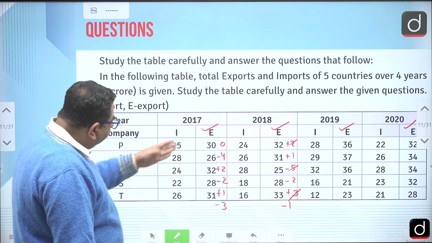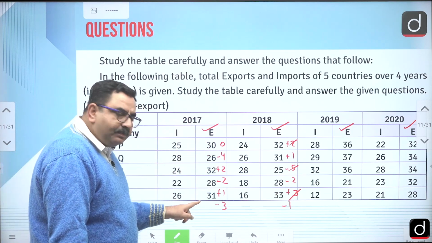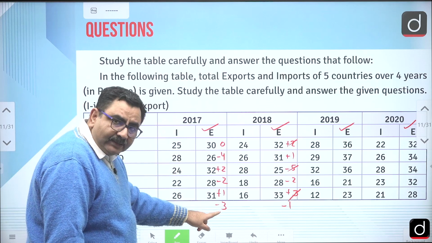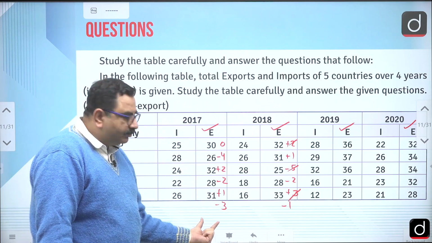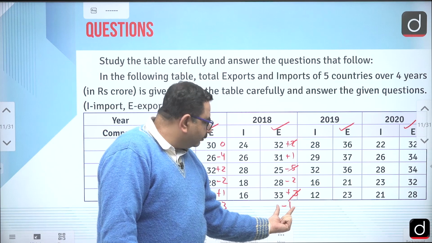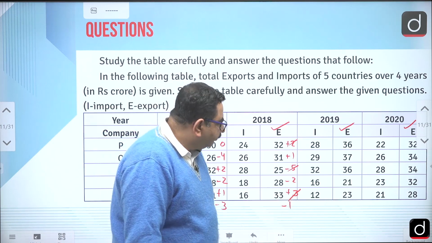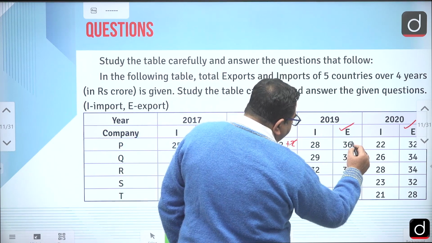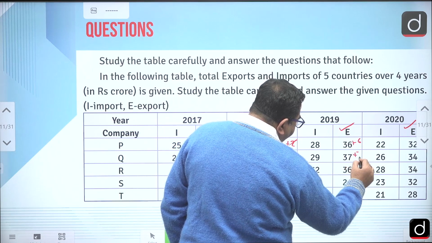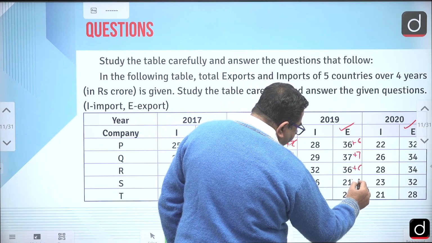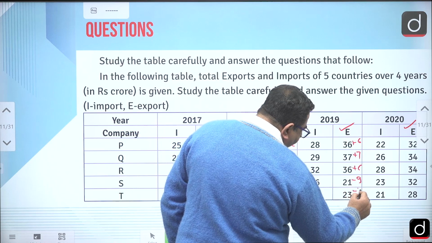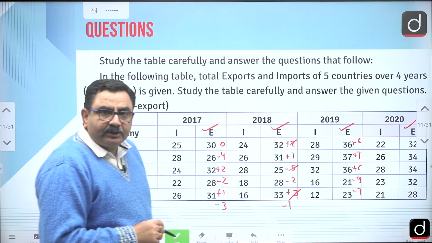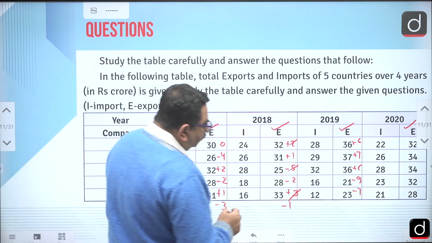So if all would be 30s, the sum would be 150. Now it is minus 3, it means the sum is 147. Here in the same manner, the sum is 149, right? Here we can check, this is plus 6, plus 7, plus 6, minus 9 and minus 7. With respect to 30, all the things we can do, right?